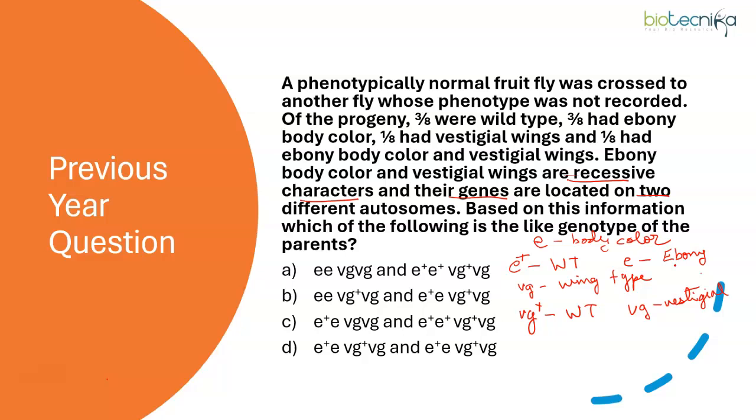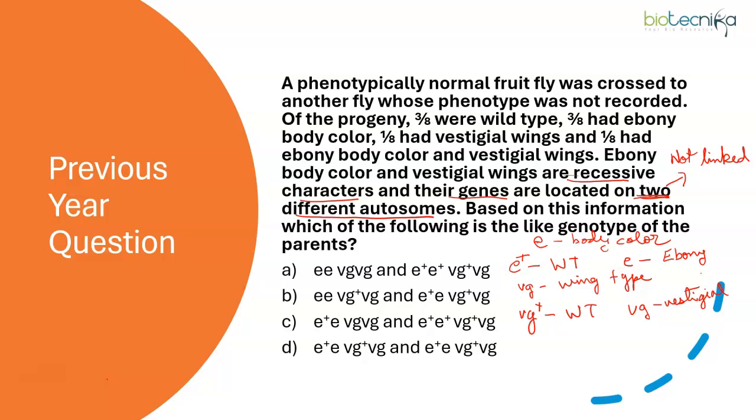Now based on this information, we have to find out the genotype of the parents. It is clearly mentioned that they are present on two different autosomes, which in short means that the genes are not linked. If they are not linked, they will be following the Mendelian principle of independent assortment.